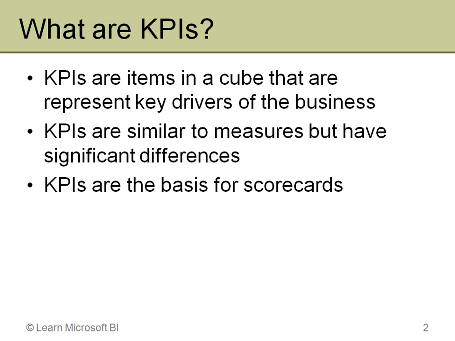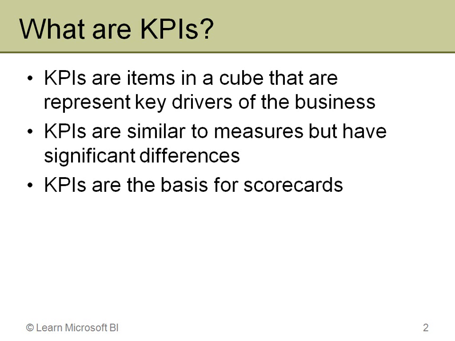Well, KPIs are items in a cube, and they represent the key drivers behind the business. That's why they're called key performance indicators. They are basically the numbers that drive the business. Identifying KPIs is somewhat challenging, but one of the best tricks is to look at executives in the organization and managers and find out what their bonus is based on. When you identify the numbers that they track and look at very carefully, that's how they're driving the business, and those are the key performance indicators.